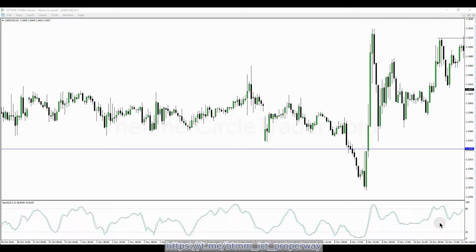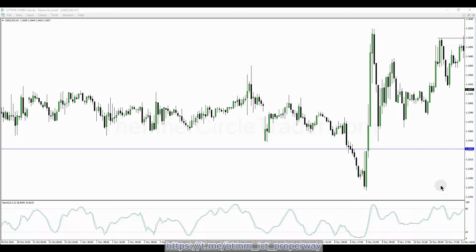In this case, what we're looking at here, this is the US CAD, this is the 1 hour chart, and I have the chart trained in on the November 10th and 11th, and we're looking at how the market made a slightly higher high here than here, while momentum was already posting a potential bearish divergence.